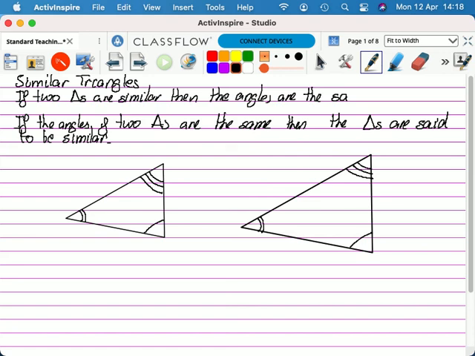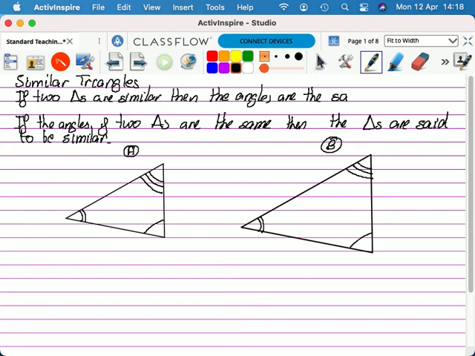Now, this is the important bit. What does that mean? How can we use it? What's special about this? Well, similar is another word for one being an enlargement of the other. So what I'm going to do now is label these triangles A and B. So this is triangle A and this is triangle B.